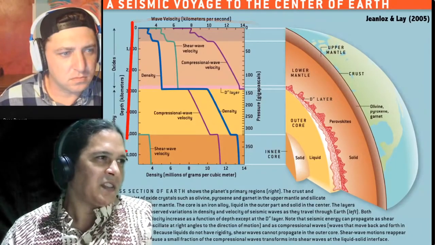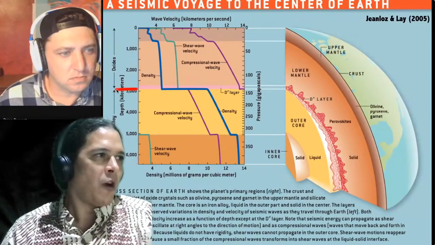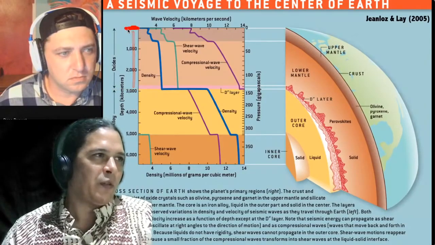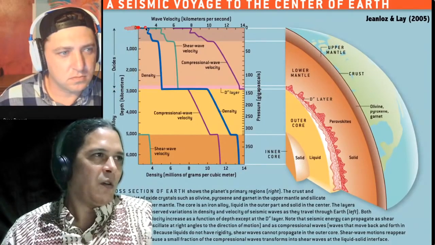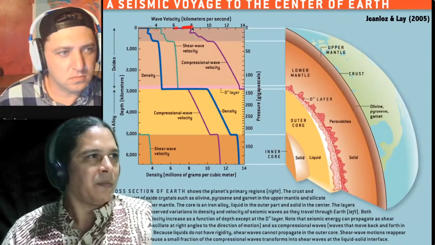On this left side here is depth in kilometers. So all the way down to here, it's 6,000. So this is the center of the Earth over here, right? The core boundary is right there. So all this is the mantle. The crust would be just right up here, like a really thin little thing. So when you see all the lines having this variation, that's all within the crust of the Earth at the very, very, very top.